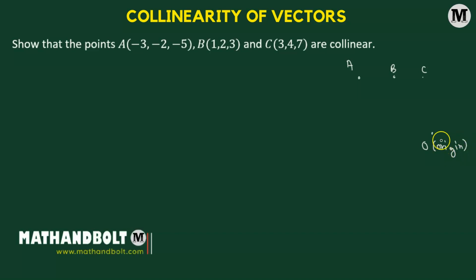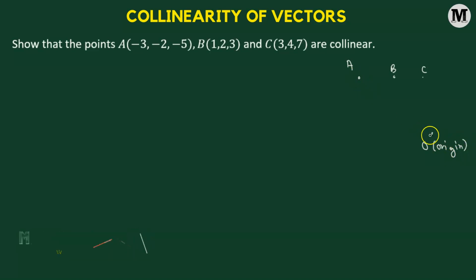With respect to this origin, we can define the position vector of point A. All we have to do is join point O and A with the help of a directed line segment going from O to A. Since the coordinate of the point A is given to us, so that's -3, -2, -5, so we can define the position vector of point A. Now let us suppose that OA is the position vector of point A.